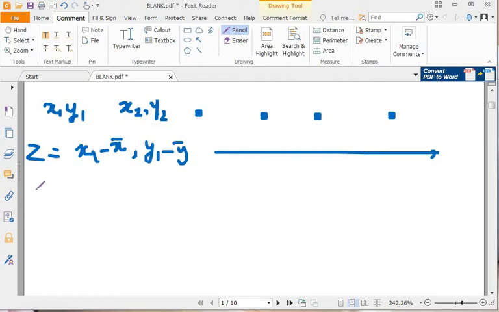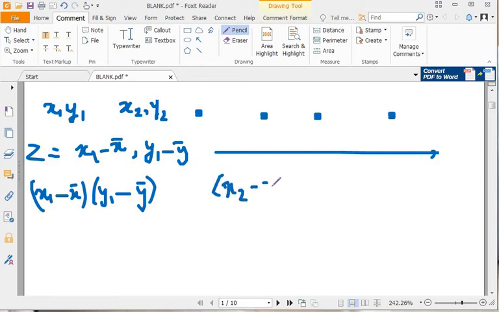Now we essentially talk about another variable, and x1 minus x bar into y1 minus y bar gives me a new variable. So what I do is I multiply all of these. So I have x1 minus x bar into y1 minus y bar, then I have x2 minus x bar and y2 minus y bar. So I'll have different values, right? If I have 20 values of x1, y1, x2, y2, I'll have 20 values of z. Similarly, I'll have 20 values of these product terms.